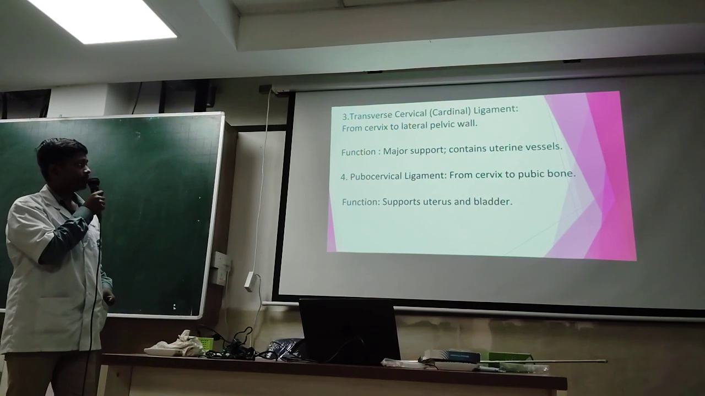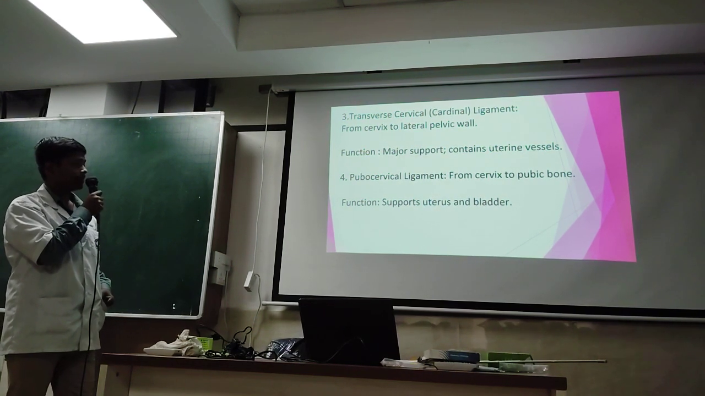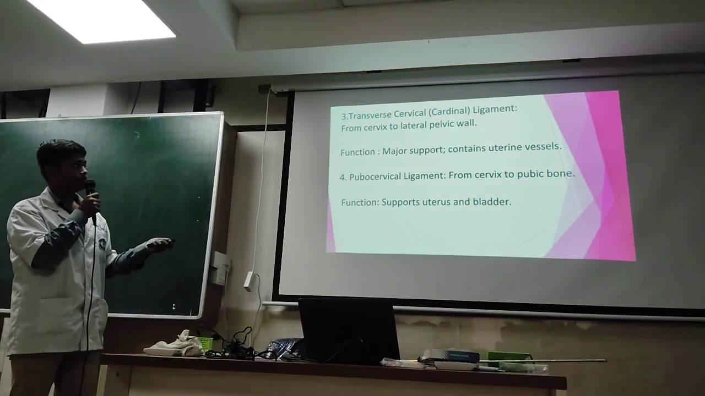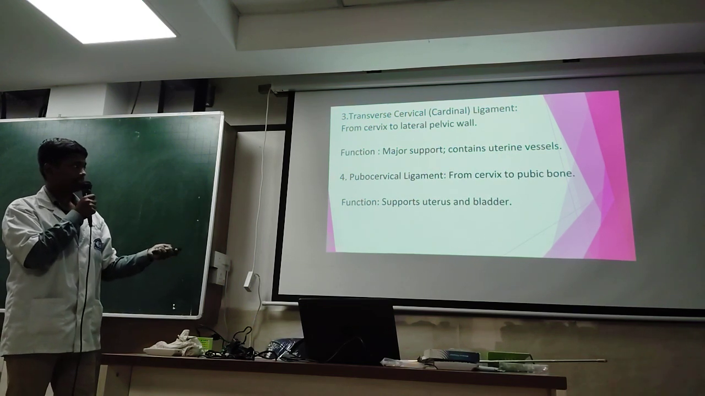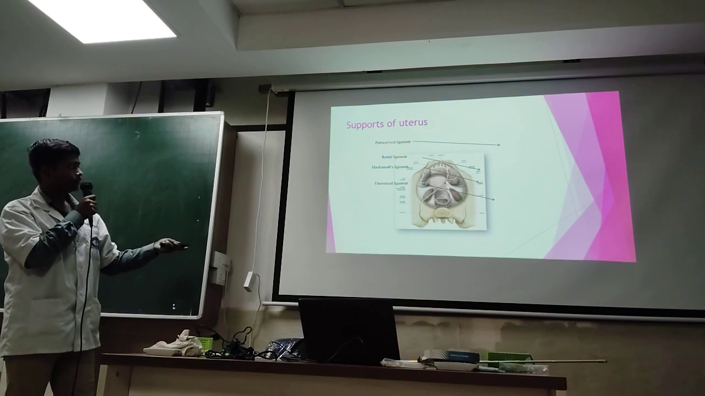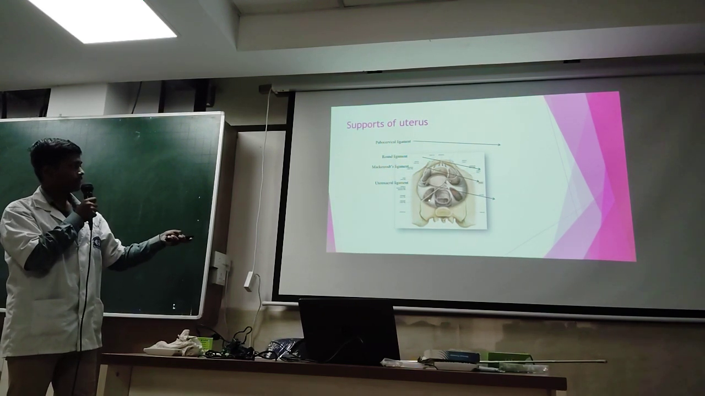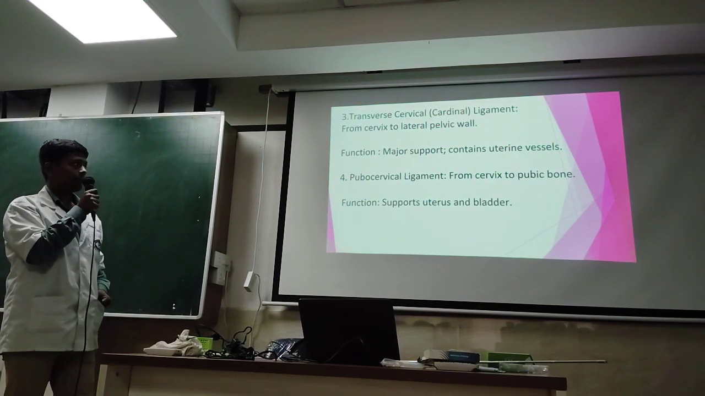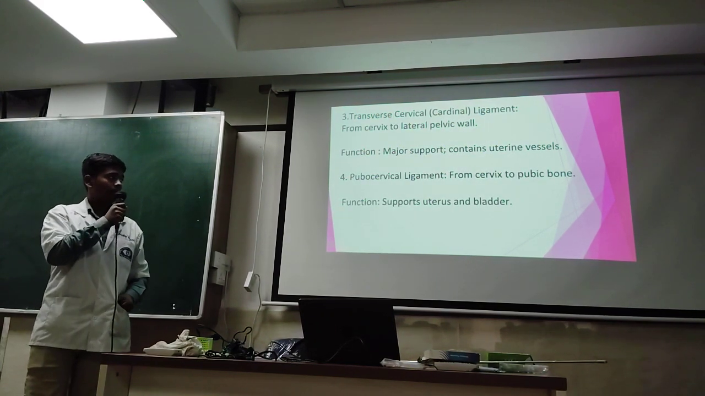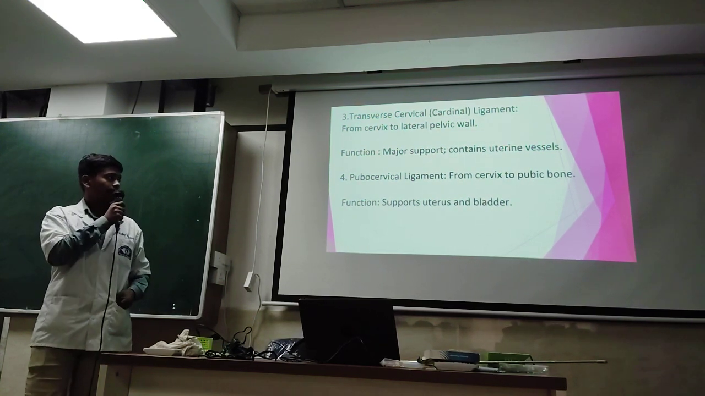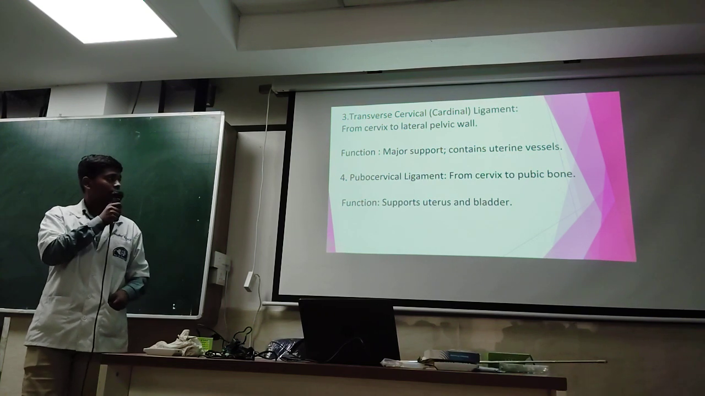The third true ligament is the transverse cervical ligament, also called the cardinal ligament, which extends from the cervix to the lateral pelvic wall. It is the major supporting ligament to the uterus and also contains the uterine vessels. Here, from the uterus to the lateral pelvic wall, we can see the cardinal ligament. And fourth is the pubocervical ligament which extends from the pubis bone to the cervix, as we can understand from its name, and its function is support to the uterus and the bladder because it lies anteriorly.